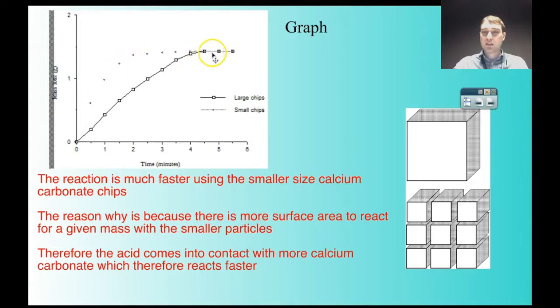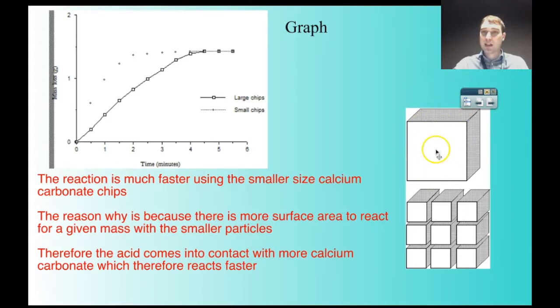Eventually they both react because we have excess hydrochloric acid, and there we go to completion, but the reaction rate for the small chips is much faster because we have a much steeper slope here than we do here. So the explanation for this is if we have a large chip, so we're going to use a cube for example, the surface area exposed is these 6 sides, and they have a certain surface area.